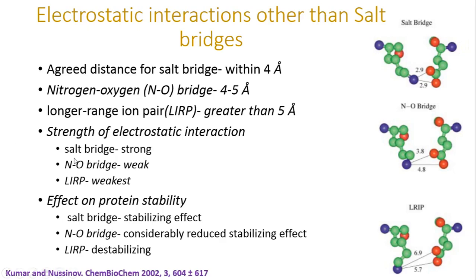So for example, if the two charges are present in close vicinity of each other, over here you can see that these two charges are present at a distance of only 2.9 Angstrom. In such a case, they have got the strongest interaction, you can say. Okay, so NO bridges are weaker than salt bridges, and LRIPs are the weakest as compared to salt bridges and NO bridges. Okay, so now what is the effect of the presence of salt bridges, NO bridges or LRIPs on the stability of protein?